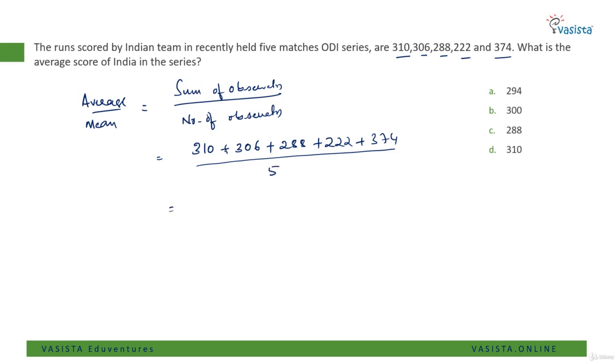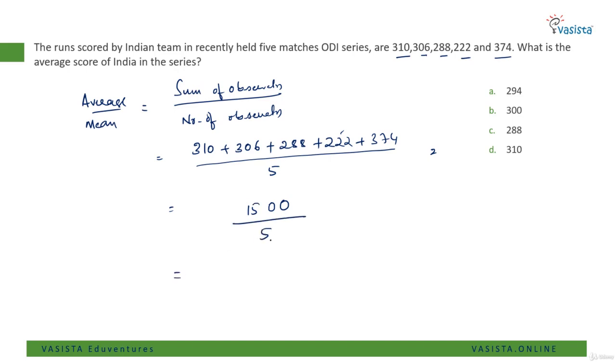Now add it here: 4 plus 2 is 6, 6 plus 8 is 14, 14 plus 6 is 20, so 0 and 2 to carry. 2 plus 7 is 9, 9 plus 2 is 11, 11 plus 8 is 19, 19 plus 1 is 20, 0 and 2 to carry. 2 plus 3 is 5, 5 plus 2 is 7, 7 plus 2 is 9, 9 plus 3 is 12, 12 plus 3 is 15. So the sum is 1500, that divided by 5.